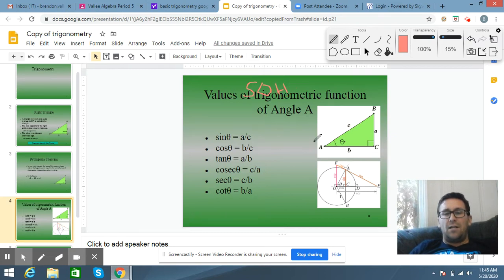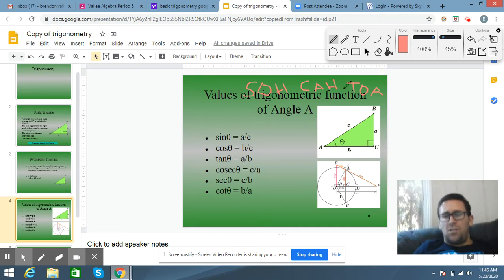Now cosine is adjacent over hypotenuse. So again, if we look at theta here, your adjacent side is B, and your hypotenuse does not change, it's C. So cosine is adjacent over hypotenuse. And tangent is opposite over adjacent, TOA. So if I'm looking at theta, opposite side is A, adjacent side is B.